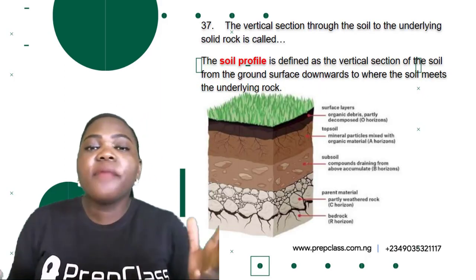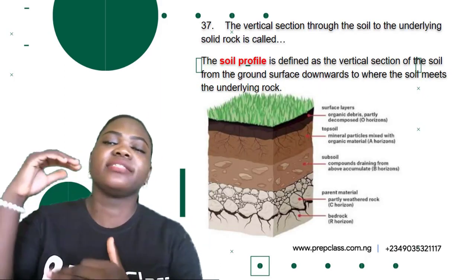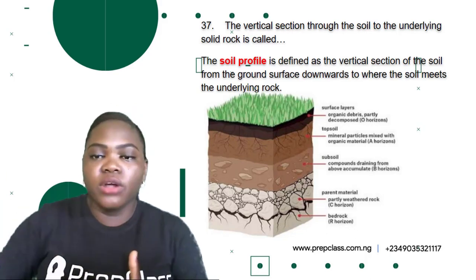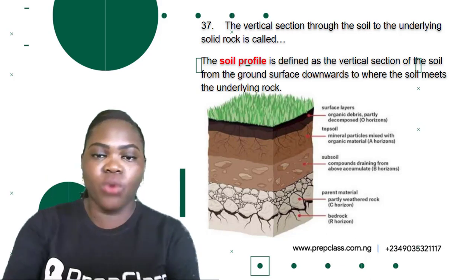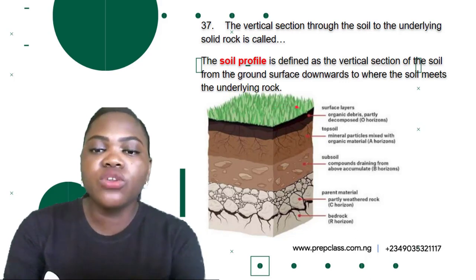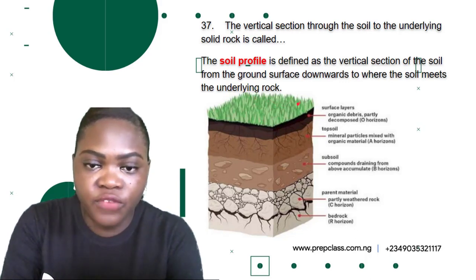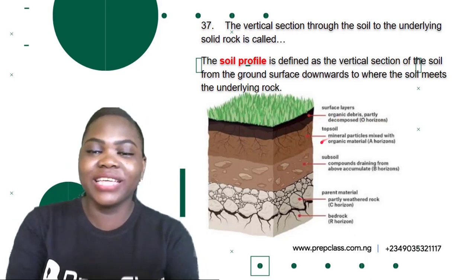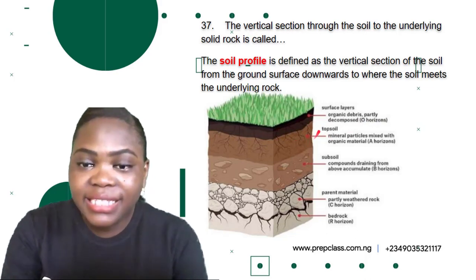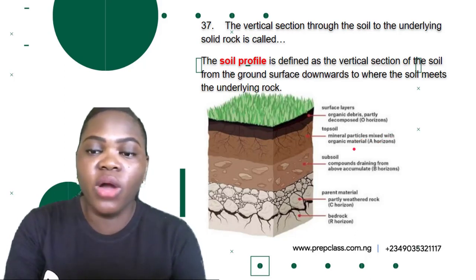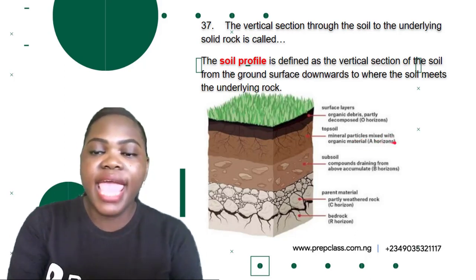Okay, so the soil profile is defined as the vertical section of the soil from the ground surface downwards to where the soil meets the underlying rock. So can you see it? Here is a picture of a soil profile. Okay, so from the soil surface, this is the soil surface where the plant is. Okay, so the first layer is the organic debris. This is the O horizon. Okay, so then the next layer is the topsoil. This is where we have the mineral particles mixed with organic material. This is called the A horizon.